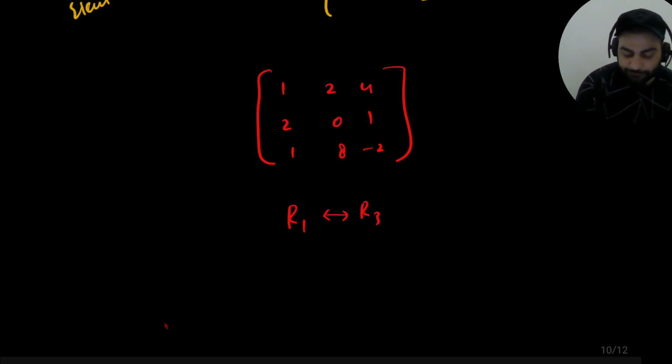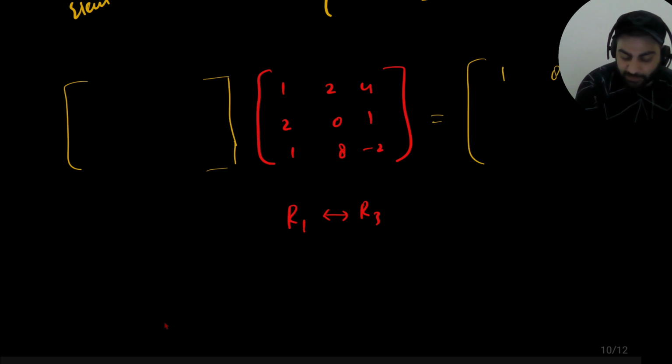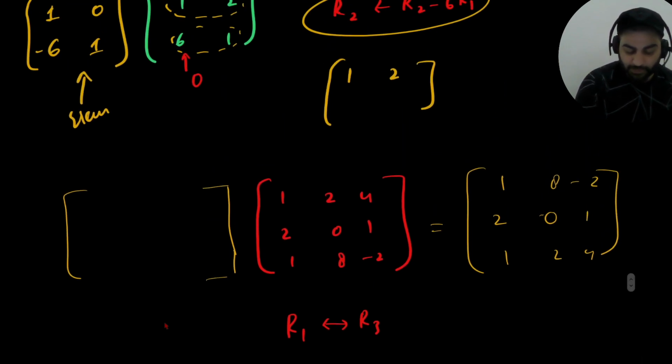Okay, let me again make a matrix. Let's suppose 1 2 4, 2 0 1, 1 8 minus 2. Now I want to exchange row 1 with row 3, sorry. Can you now tell me what to do with this row? What is the elementary matrix that I can write so that I get the answer as 1 8 minus 2, 1 2 4, 2 0 and 1? This is what I need.